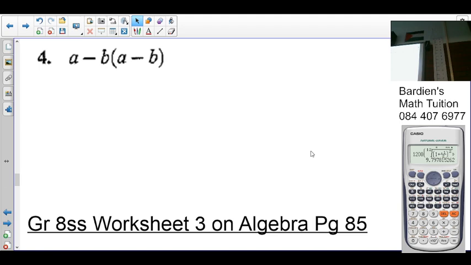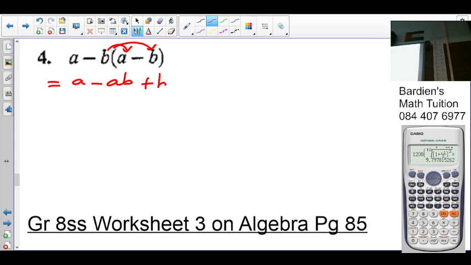Table number 4, how many terms are there? There are 2 terms. What separates terms is? Plus and minus. So we're going to get rid of the bracket by multiplying that in. So it will be a. What's negative b times a? Negative ab. What's negative b times negative b? Positive b squared. Is it like or unlike? All unlike. Okay.